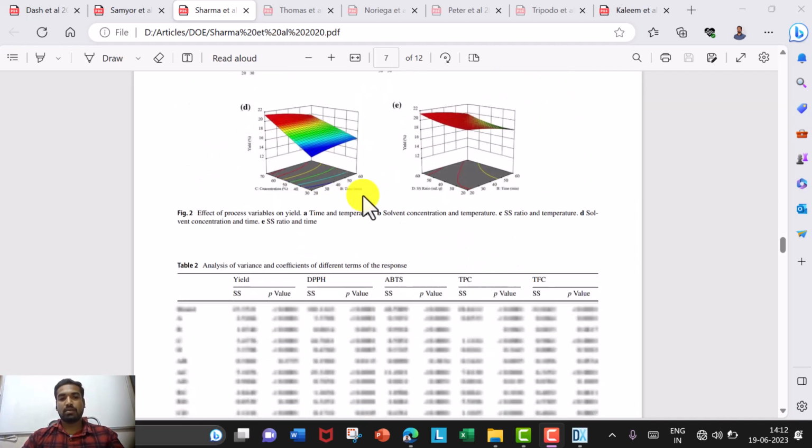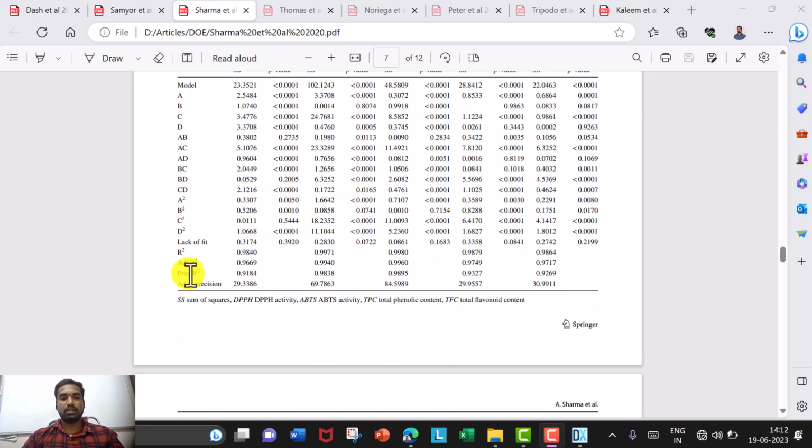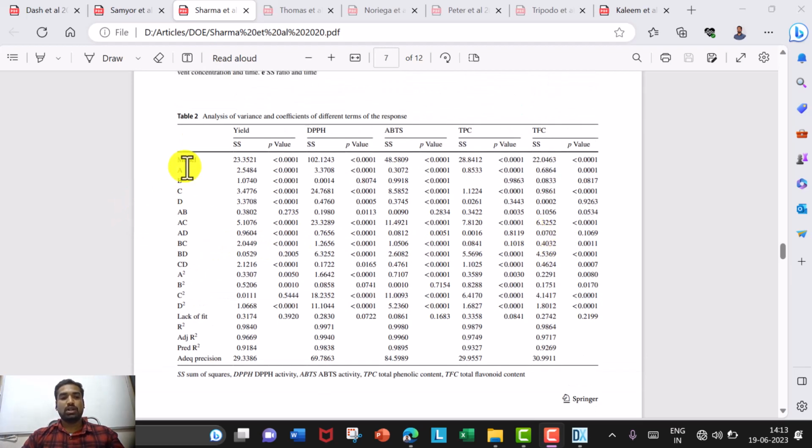See, these are the 3D structures, and this is the ANOVA table. This is the adequate R squared, lack of fit value, and model. All this information is reported in this table.